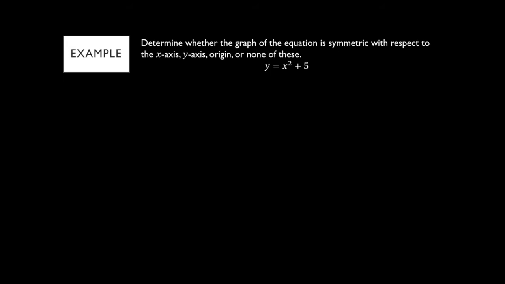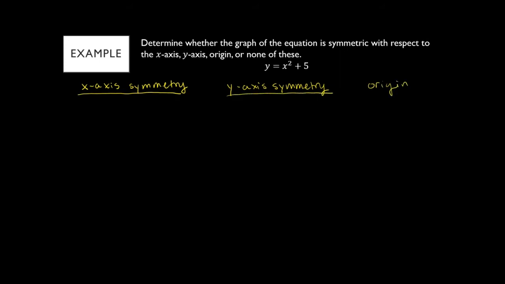So I'm going to just start by labeling. We're going to be testing x-axis symmetry. Then we're going to test y-axis symmetry. And then we're going to test symmetry across the origin. So we have to test all three things, and then it's basically going to be like a yes, no, yes kind of thing.